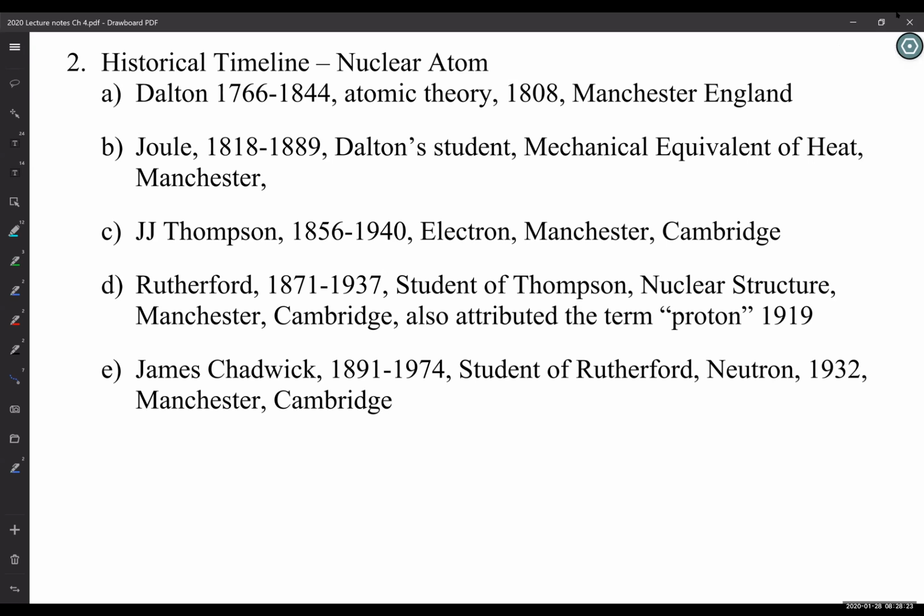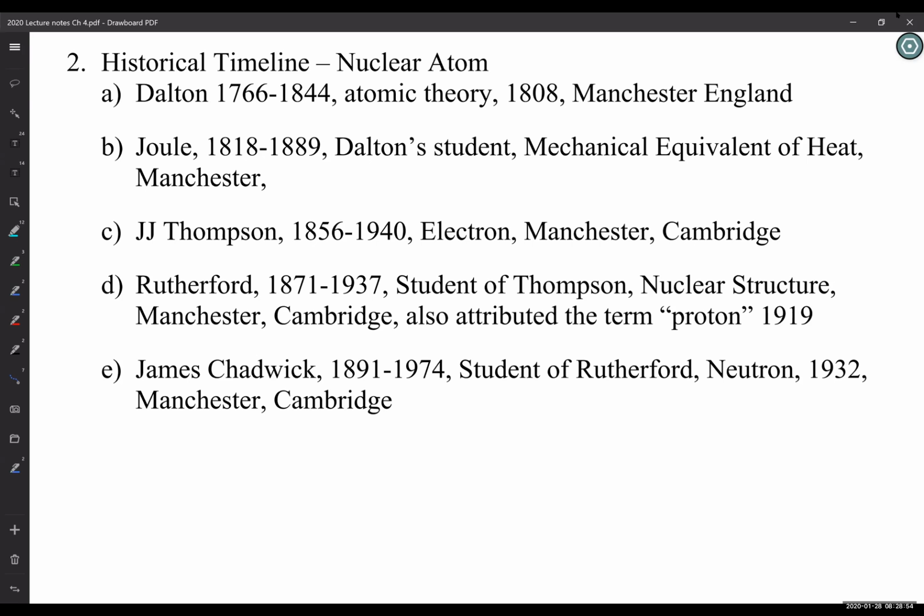So, historical timeline. After Dalton discovers his atomic theory, this is when people have something to test. Remember, theories have to be testable. They actually have something to do. And so Dalton does his work. One of his students named Joule is the guy who's responsible for joules, like in your MCAT equation. He's responsible for starting all that.